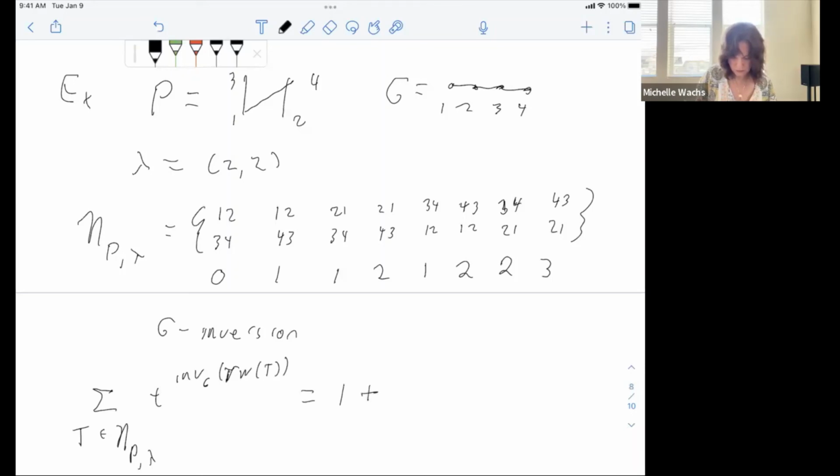1, there's t to the 0, there's 3 times t to the 1, there's 3 times t squared, and there's 1 times t cubed.